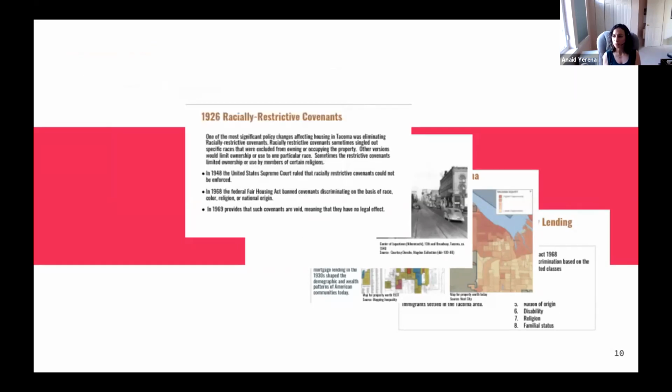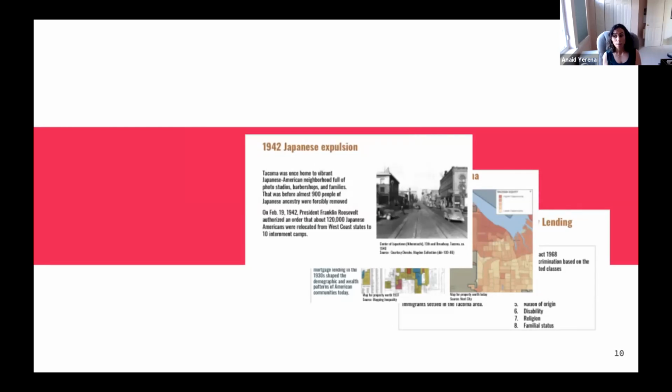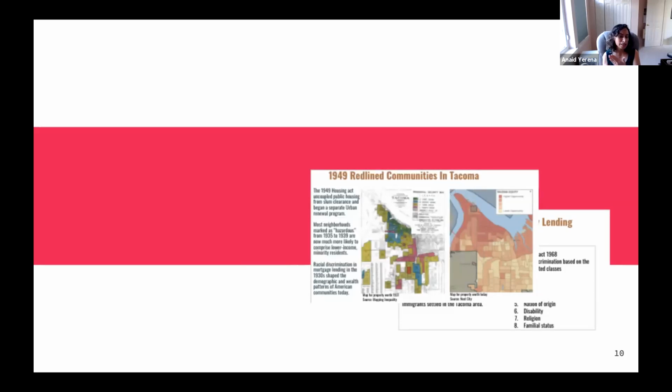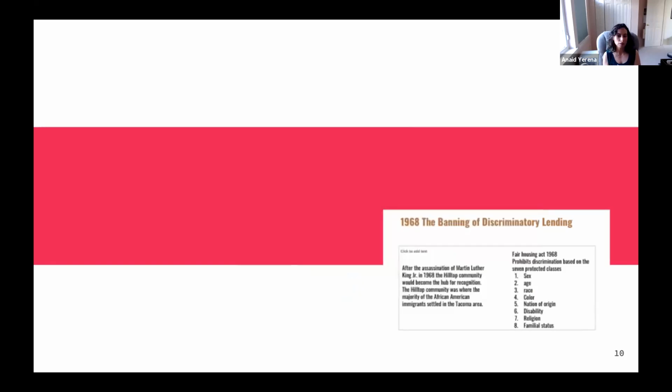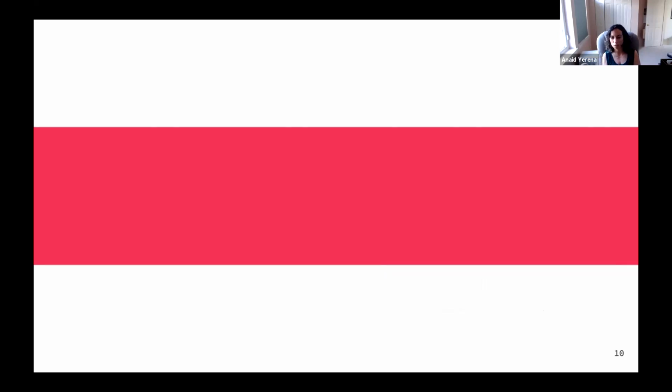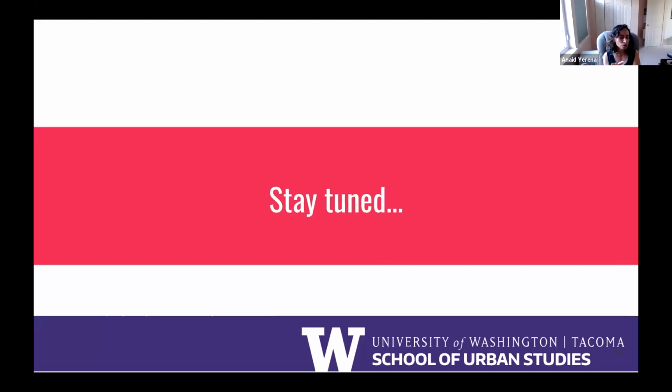So talking about the Great Migration, and then looking at more common, everyday topics that many other housing presentations allude to, such as racially restricted covenants, the Japanese expulsion that's also very recent in Tacoma, presenting the actual maps and current day data for redlined communities in Tacoma, and then leading to the handoff on the banning of discriminatory lending. Now, this is an ongoing timeline that we continue contributing to, to make sure that we're getting to today's history of where we are in housing and what has led us to this moment.